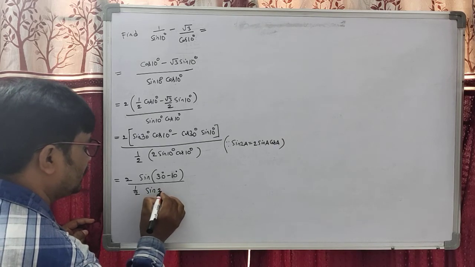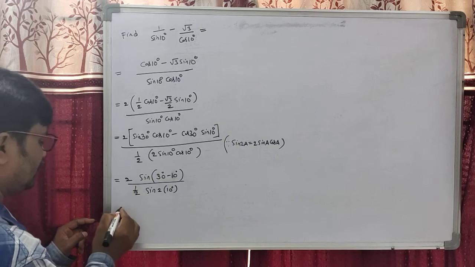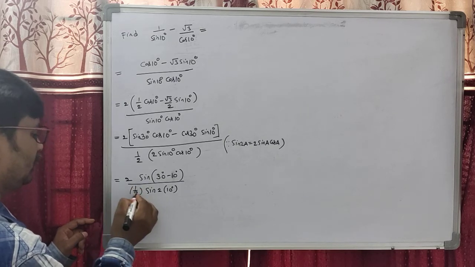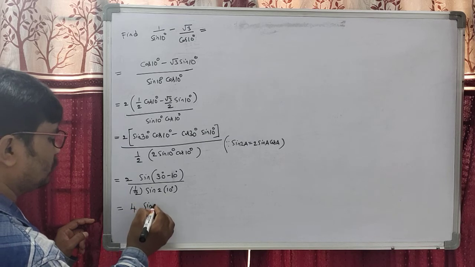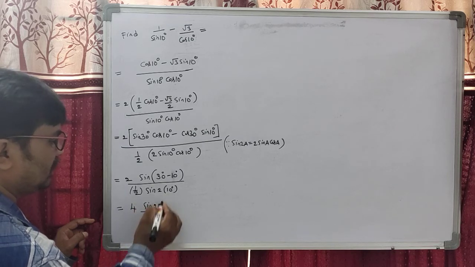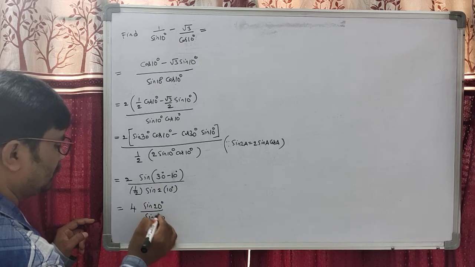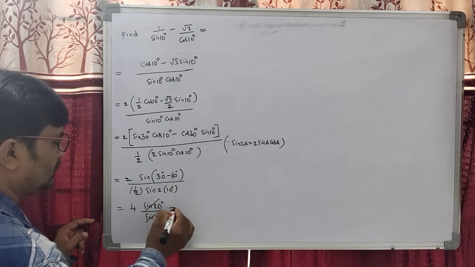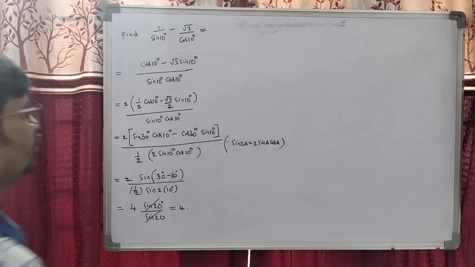Sin 2A is sin of 2 into 10°. The 2 is sent to the numerator, therefore 2 into 2 is 4. The numerator is sin 20°. The denominator is also 2 into 10, which is 20. Sin 20 cancels. The answer is 4.